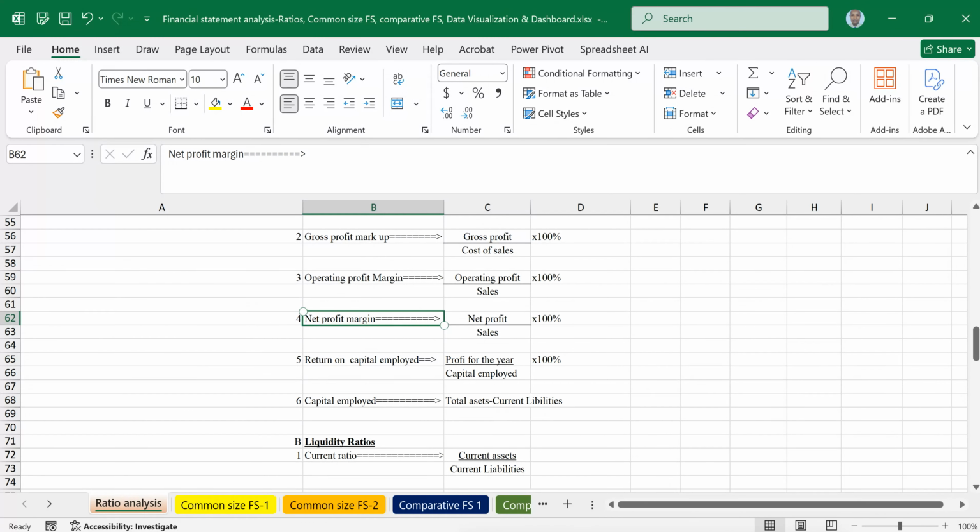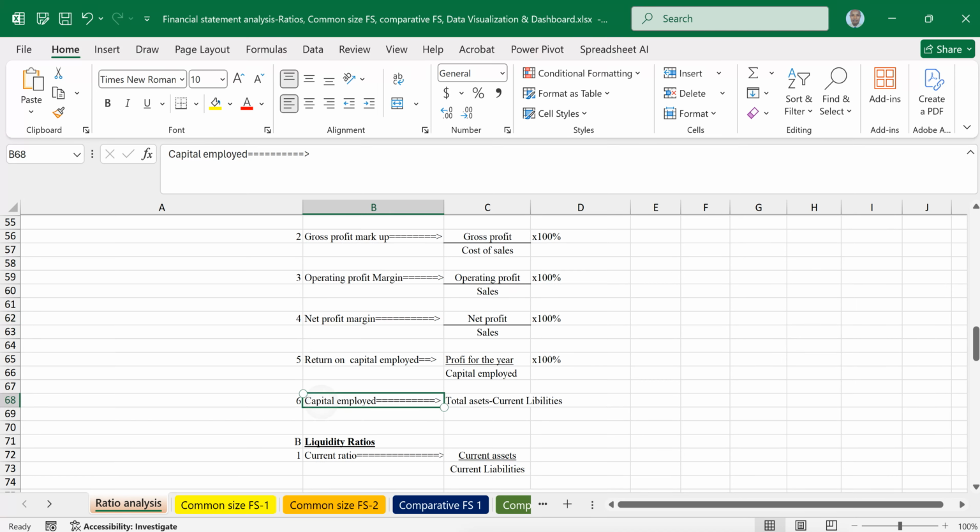Another profitability ratio will be the return on capital employed, which is profit for the year over capital employed, then multiply that with 100%. Now, we'll also see that we have other ratios like return on shareholders' equity, and also return on equity, ROE, that can be computed under profitability ratios.